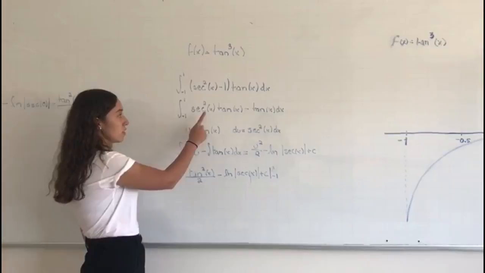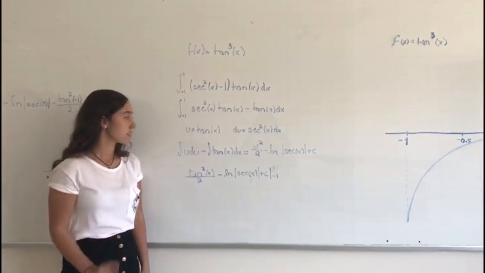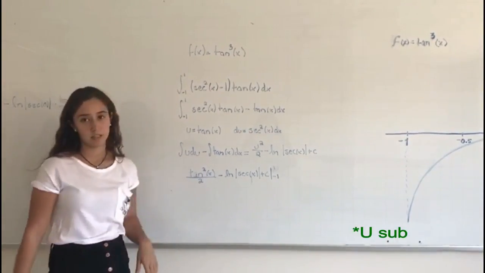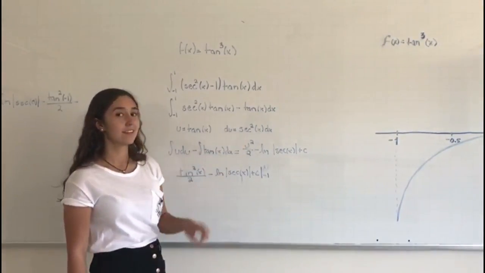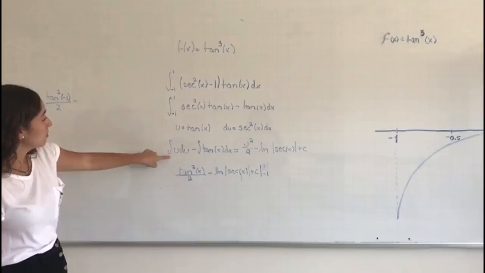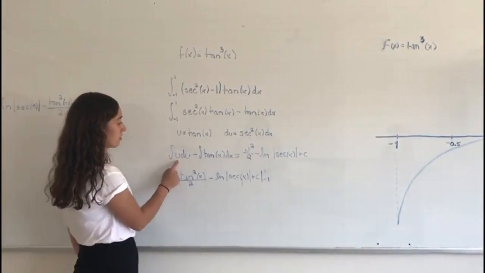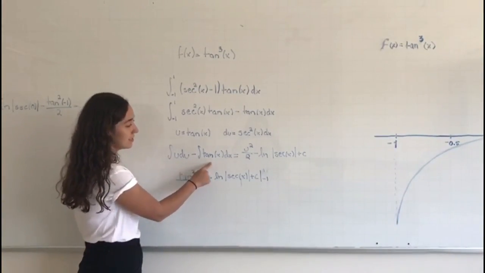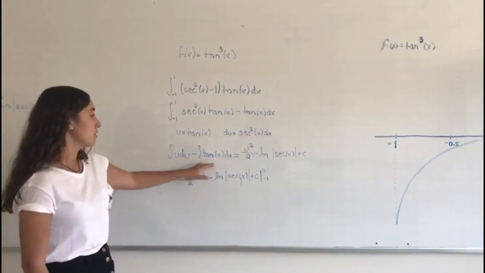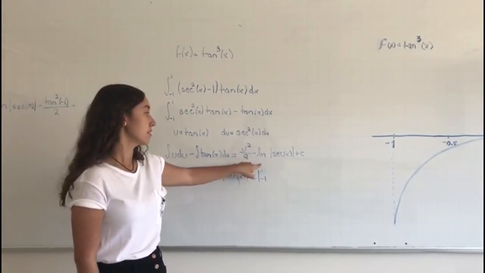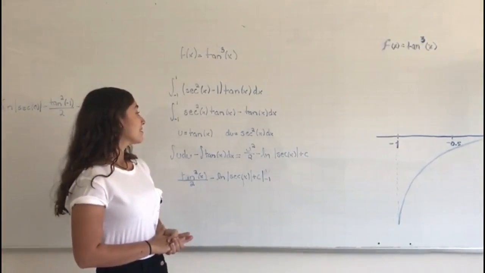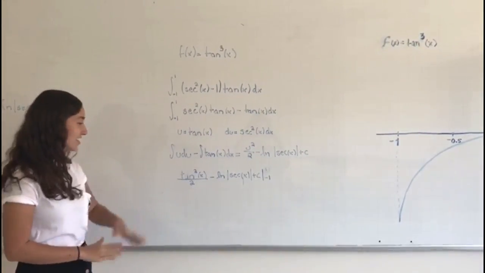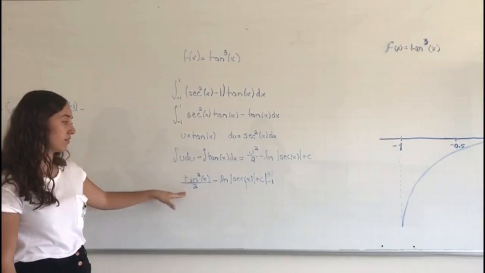So we will get secant squared times tangent minus tangent dx, and in there we have to apply u substitution. Our u will be tangent and our derivative will be secant squared. So right here we apply that the first integral is u du minus the integral of tangent of x. That will give us u squared over 2 minus the natural logarithm of secant, which is the antiderivative of tangent.